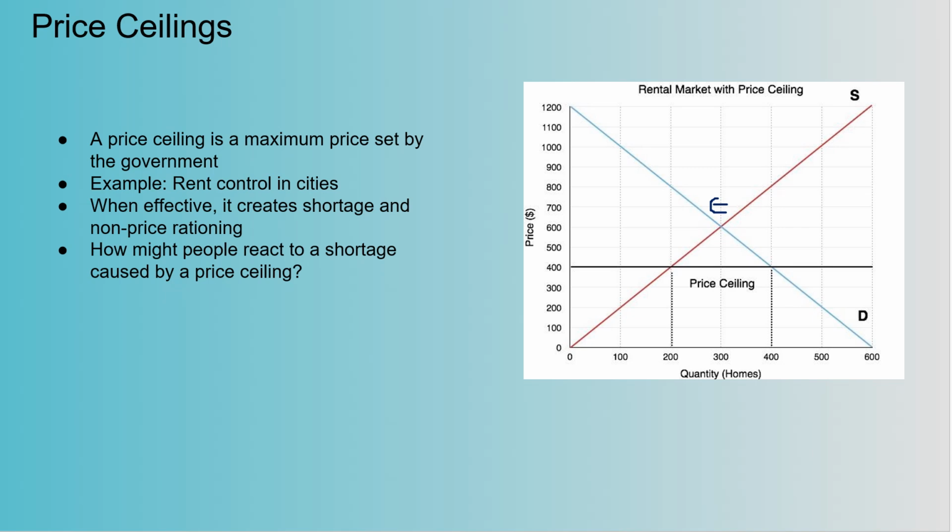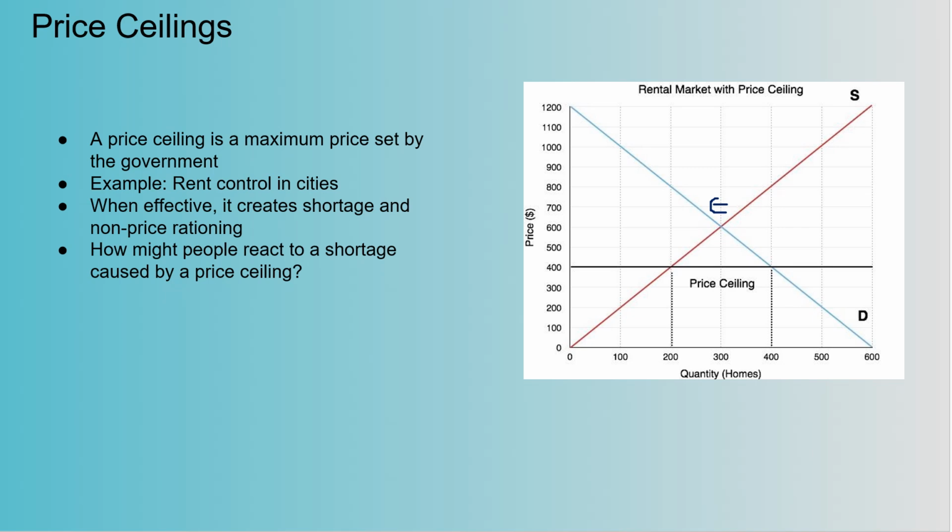However, if the government deems fit, they can come in and set a price ceiling. This is a limit, a maximum price set by the government. As you can see, price ceilings will always be below your market equilibrium because we are setting a maximum price below what the market would dictate.